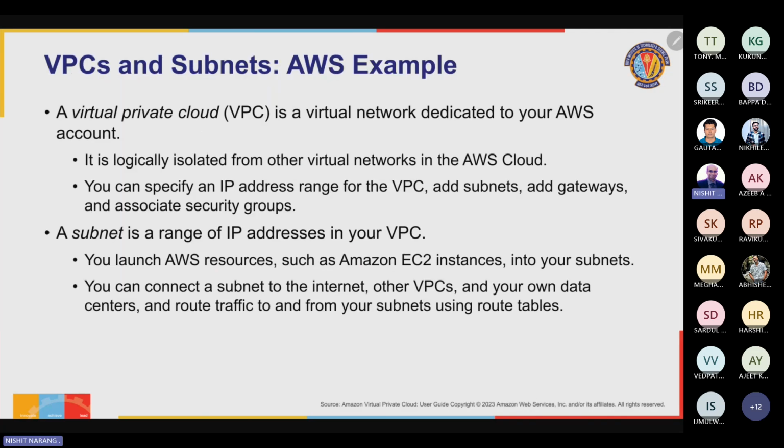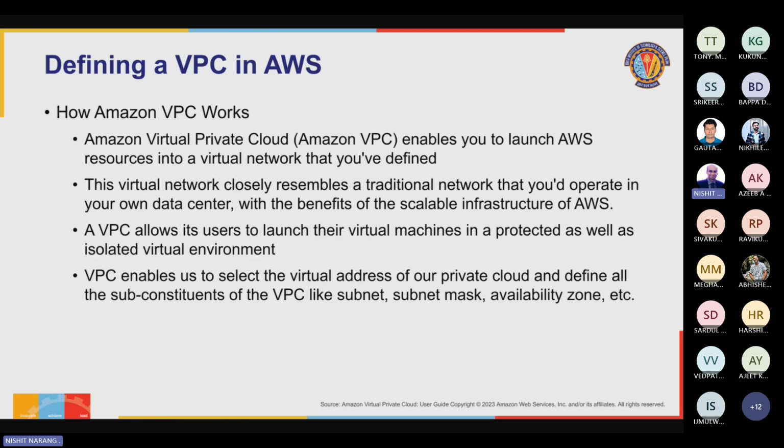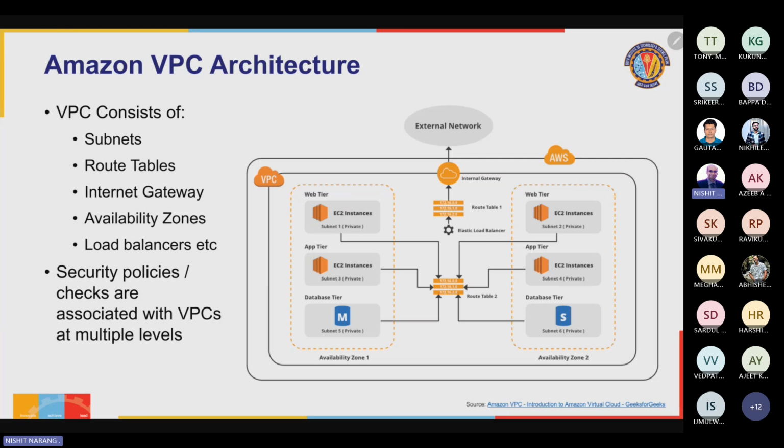So essentially, okay, I'll come back to this. I'm actually skipping these slides because you've already said that this is something you've learned in your cloud computing course. What is a VPC? What is a subnet? How does Amazon allow you to create a VPC? How do you define a VPC in AWS? You define its sub-constituents like a subnet mask, which availability zone it should get mapped to. So I don't want to cover it because this is something your course in cloud computing should be covering.